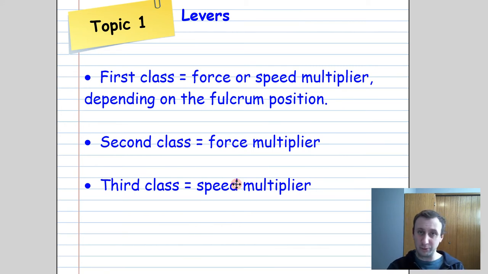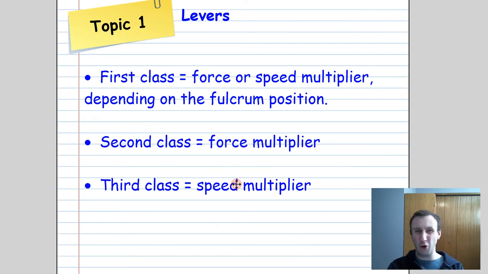So first class lever, where I have the fulcrum in the middle, it can be either a force or a speed multiplier. It really depends on the fulcrum position, on which side is larger. If the load arm is longer, then it's going to be a speed multiplier. But if the load arm is shorter than the effort arm, then it's going to instead be a force multiplier. So it just depends on the fulcrum position.